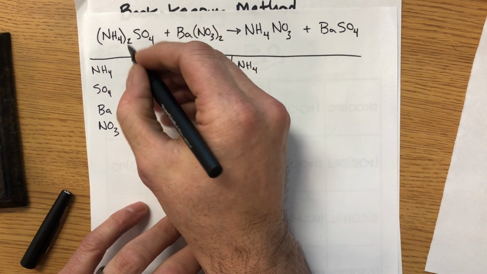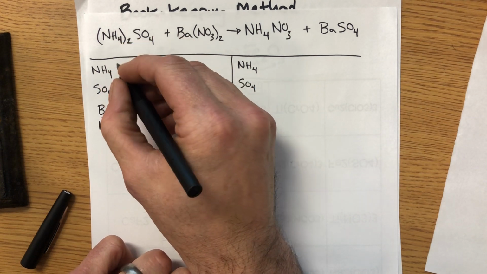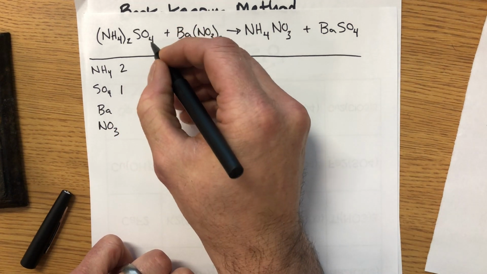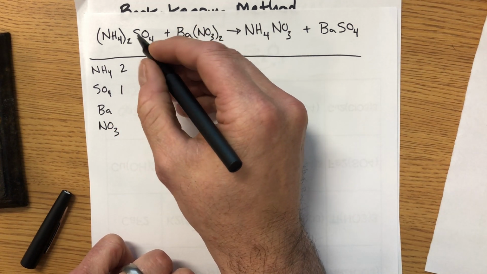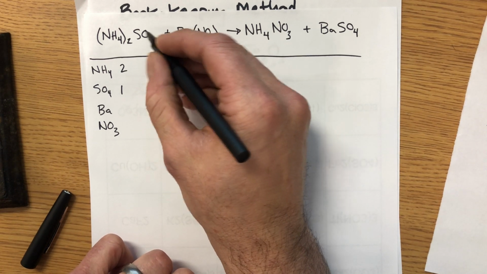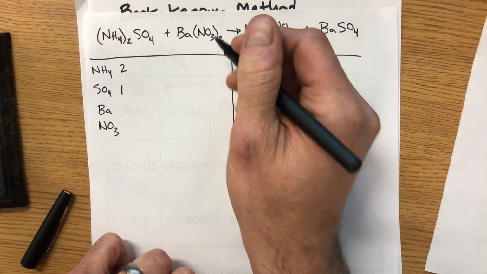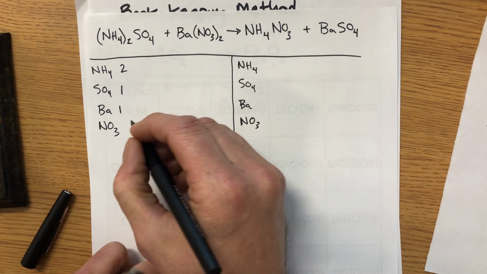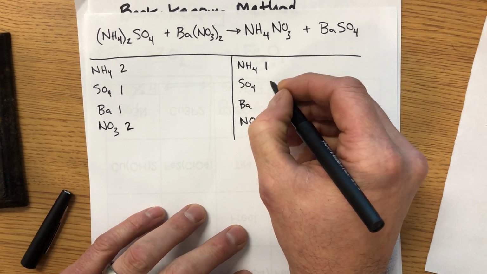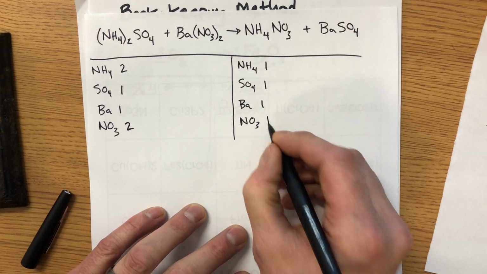So let's take our initial count of these things. Remember, that little 2 subscript is only applied to the ammonium. The sulfate we only have 1 of, and please don't mistake that 4 for being the number of sulfates. That 4 is just part of the formula for the sulfate ion, so hopefully we're familiar with that by now. Barium we have 1, and nitrate we have 2. Over here we've got a 1, sulfate is also a 1, barium's a 1, and nitrate's also a 1.